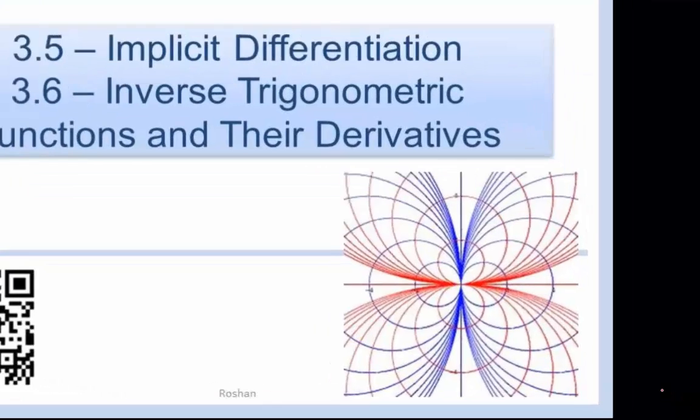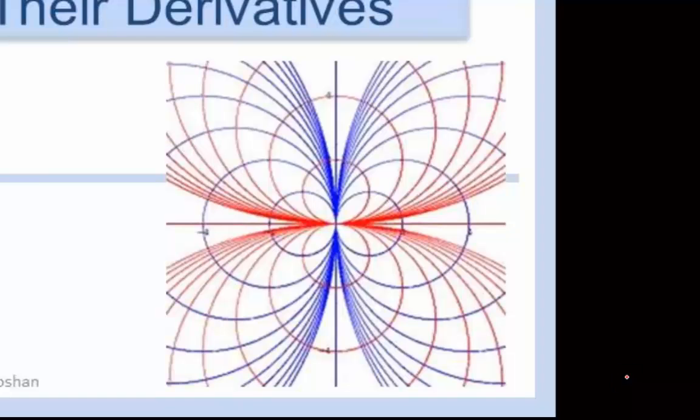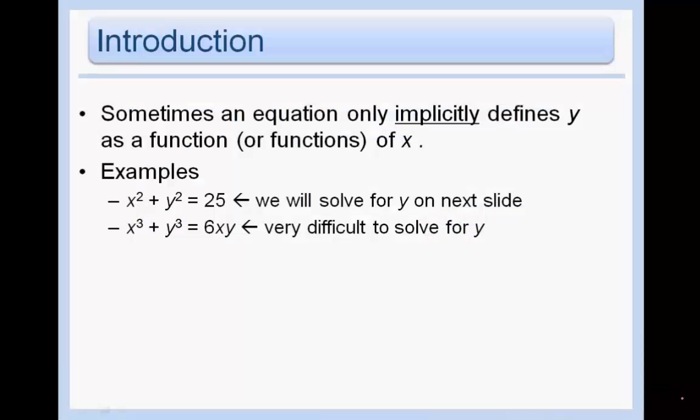3.6 Implicit Differentiation. So sometimes an equation only implicitly defines y as a function of x. So let's look at some examples. Here we have x squared plus y squared equals 25.